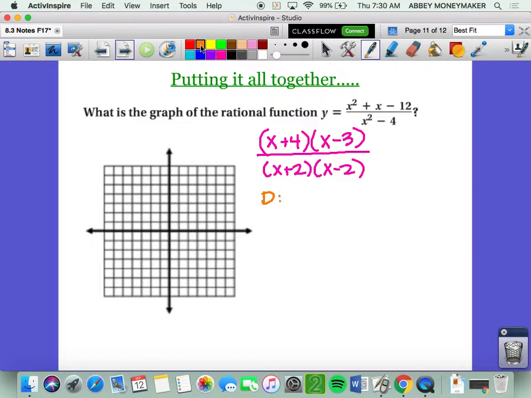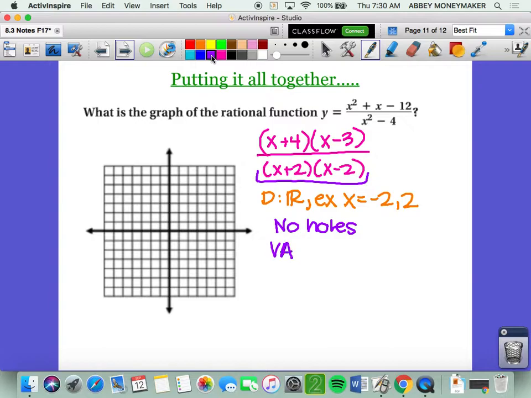So my domain restrictions, I would have all real numbers except when x equals -2 and +2. So from here, let's talk about, do we have a hole? Nope. Why do I not have a hole? Nothing down here cancels. But I have 2 vertical asymptotes. I have a vertical asymptote at -2 and I have a vertical asymptote at +2. So I'm going to go ahead and plot those vertical asymptotes at -2 and +2.